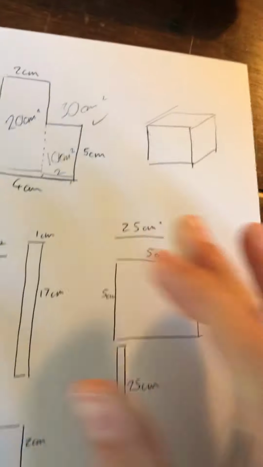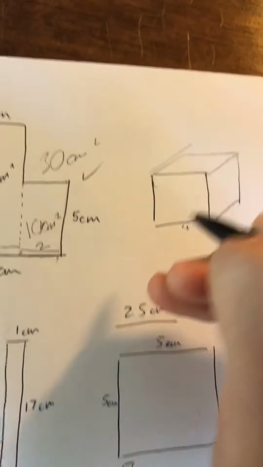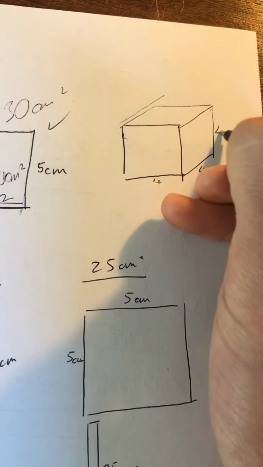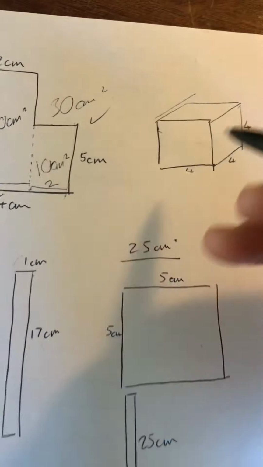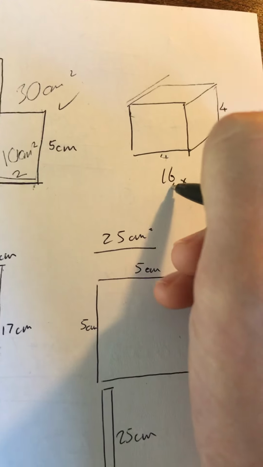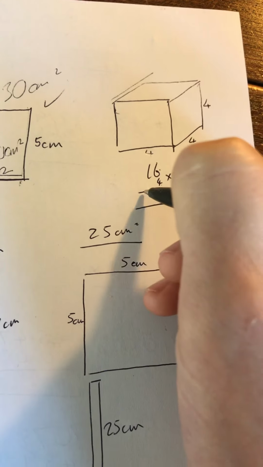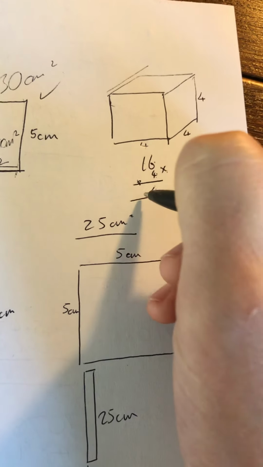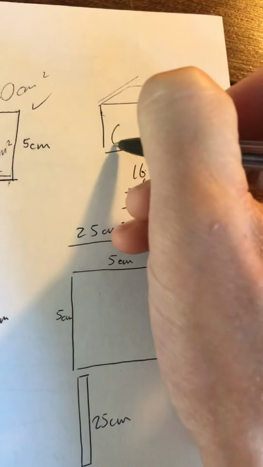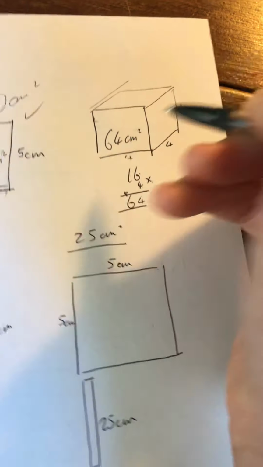Okay. So each side is going to be 4 centimetres. So base width. There we go. So we do 4 times 4 is 16. 16 times 4 will give us the total volume. 4 add 2. 6. 64 centimetres cubed.